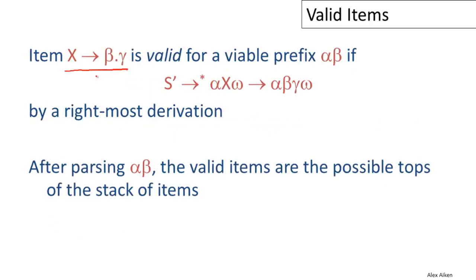We'll say that a given item is valid for a viable prefix alpha beta if the following is true. Beginning from the start symbol, this is our extra start symbol, by a series of rightmost derivation steps, we can get to a configuration alpha X omega, and then in one step, X can go to beta gamma. And what this says is that after seeing alpha and beta on the stack, the valid items are the possible tops of the stack of items, that this item could be the termination state of the non-deterministic automaton.